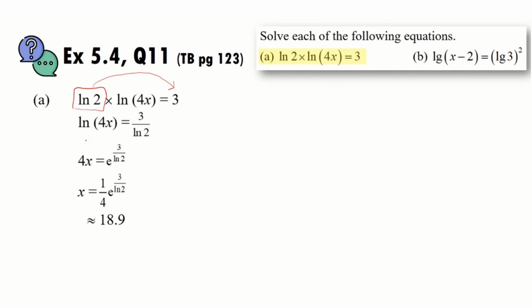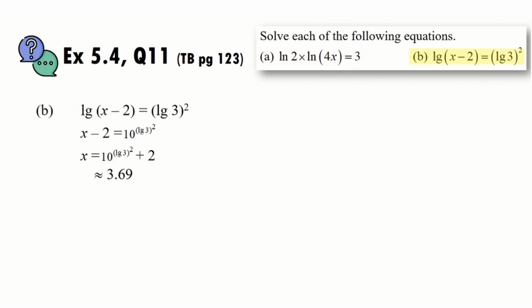So, following from there, we will arrive at ln 4x equals to 3 over ln 2. We can then change this logarithmic form into the index form, so we get 4x equals to e to the power of 3 over ln 2. Then, pressing into a calculator for this value itself, we will get 18.9 as our final answer.